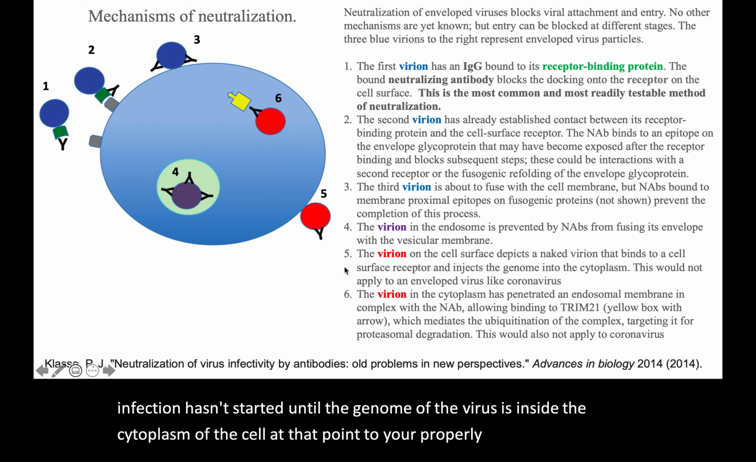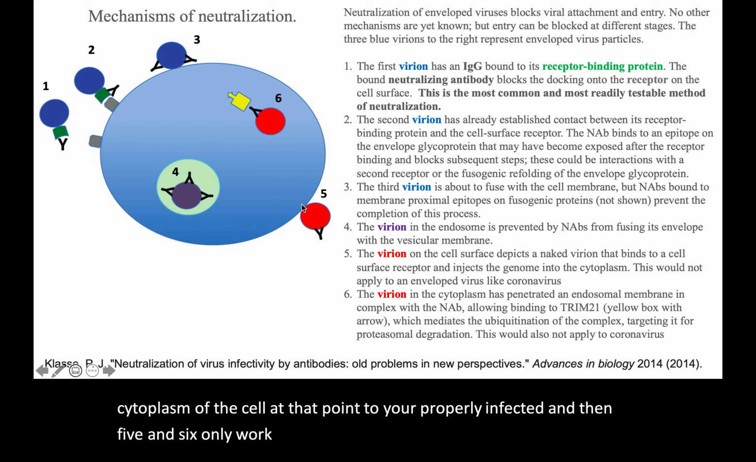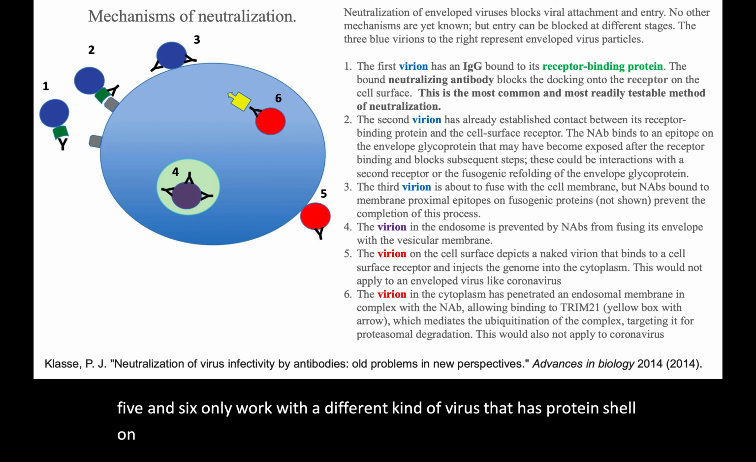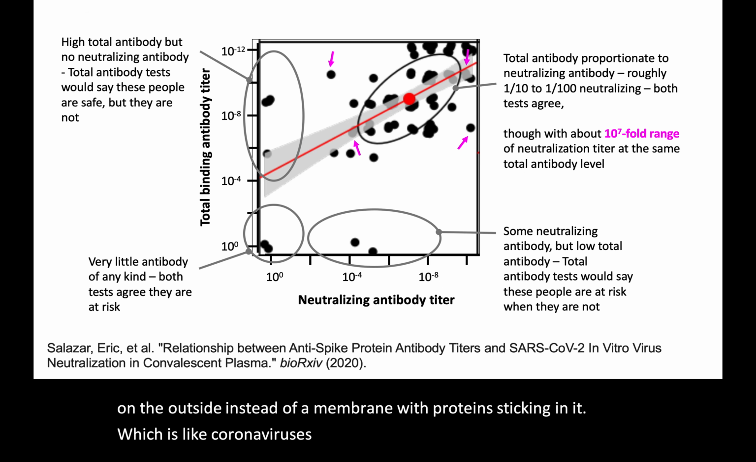And then 5 and 6 only work with a different kind of virus that has a protein shell on the outside instead of a membrane with proteins sticking in it, which is what coronavirus has. So forget about 5 and 6.